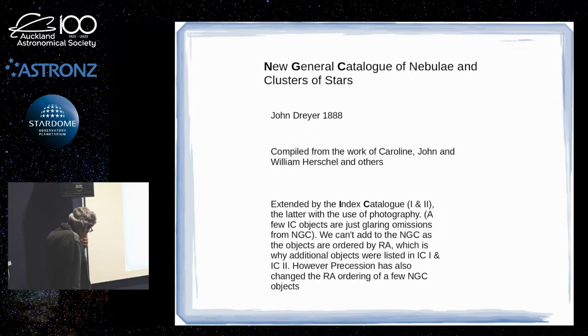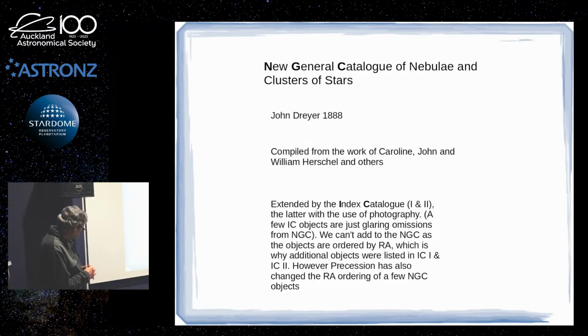There is a bit of an issue with the way they did these catalogues. The catalogue numbers are ordered by right ascension. So if you have NGC 104 and NGC 105 and you find another object that's between those two in right ascension, you can't put it in the catalogue. They didn't allow for fractional catalogue numbers.